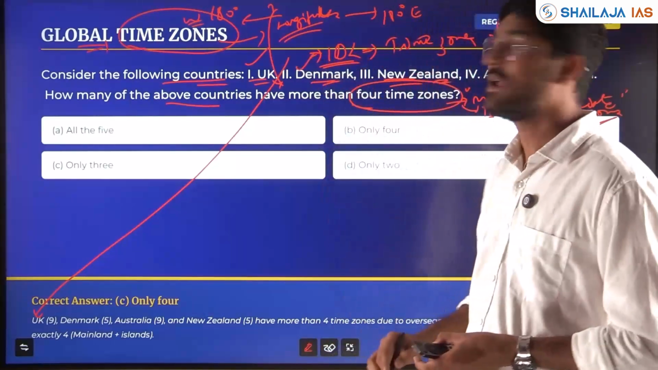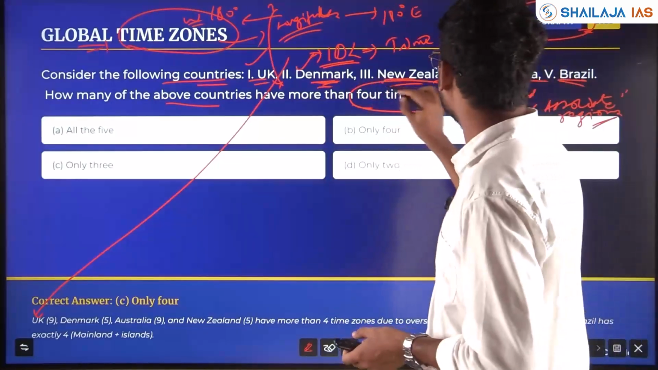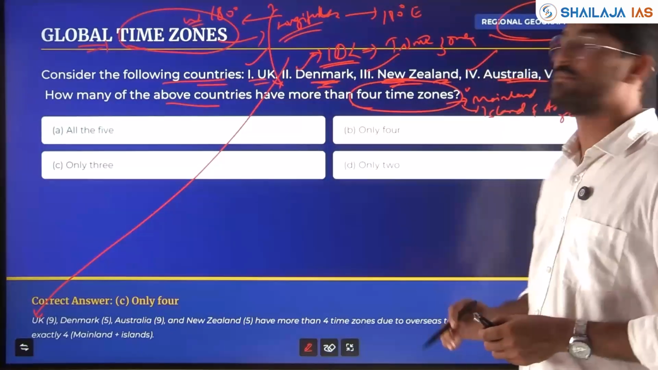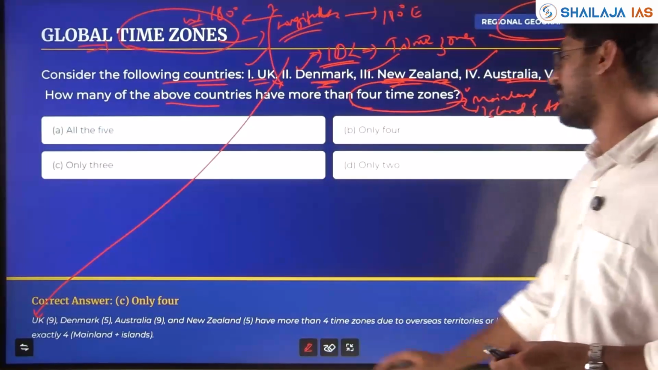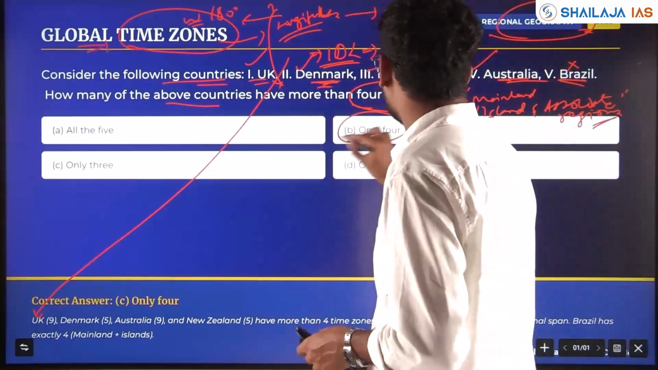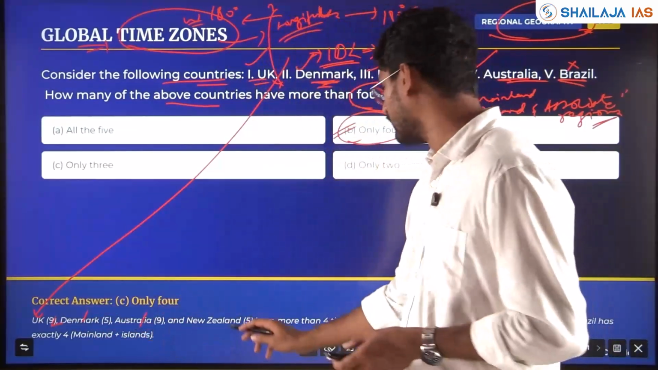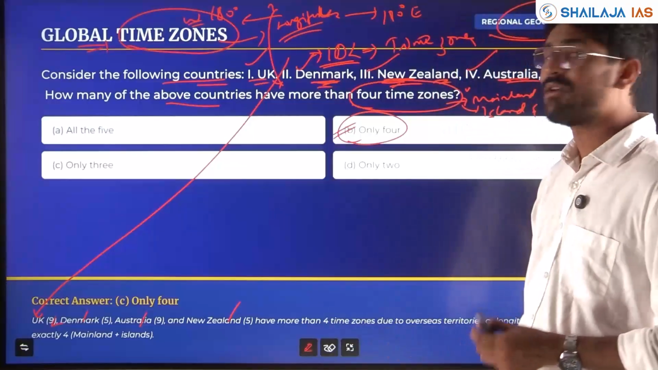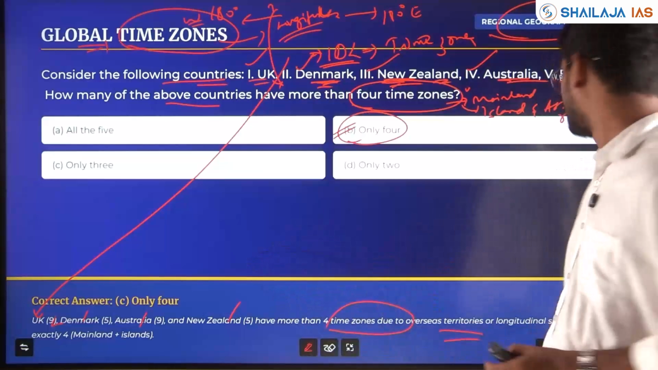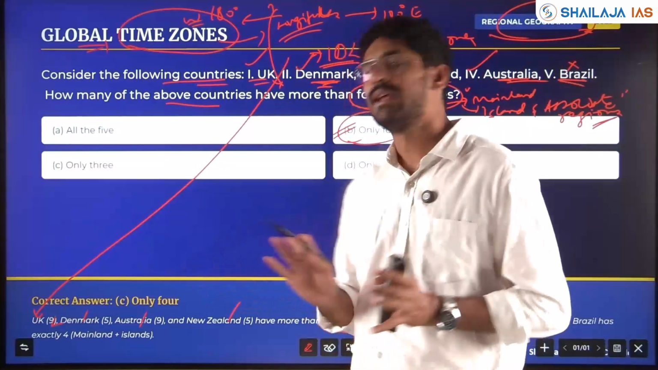Denmark also. Denmark is in news, the Greenland issue. Then New Zealand also has more than 4 time zones. Australia also has more than 4 time zones. However, Brazil has exactly 4 time zones. So 4 out of the 5 countries here have more than 4 time zones. UK 9, Denmark 5, Australia 9, New Zealand 5. So all these 4 countries have more than 4 time zones due to overseas territory and longitudinal span of the country. Brazil has only 4 time zones with respect to mainland as well as islands.